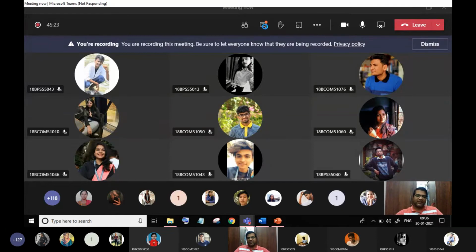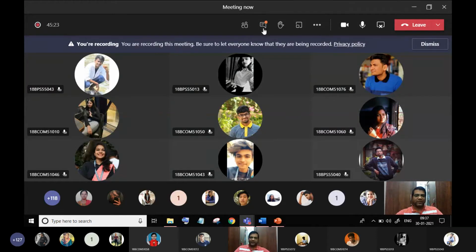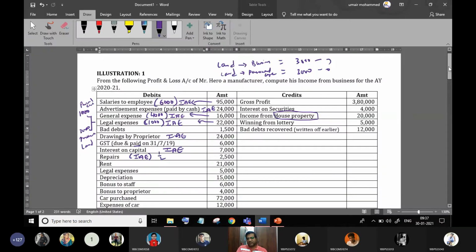Personal expenses, 3,000 spent in relation to purchase of land. So is this a business related expense or is this a personal expense? As I mentioned, land can be purchased for business also, it can be purchased for private personal use also. So nothing is mentioned as far as the question is concerned. The adjustment only says land was purchased.